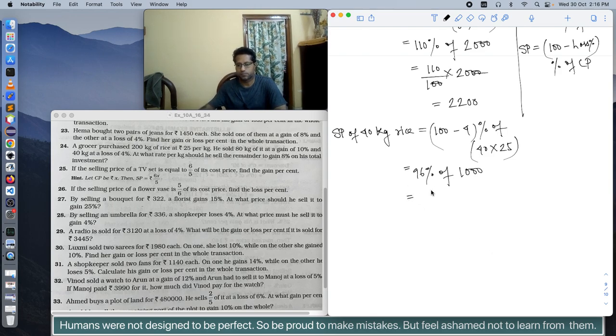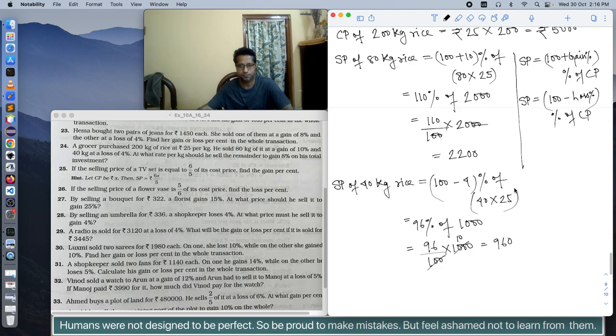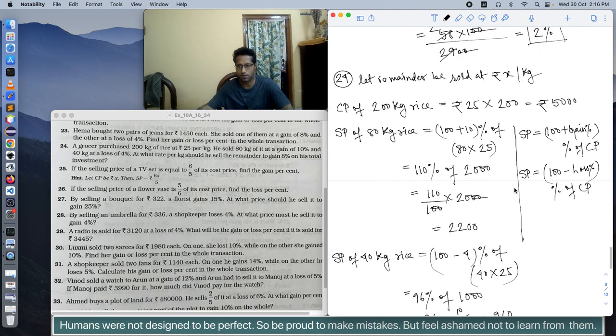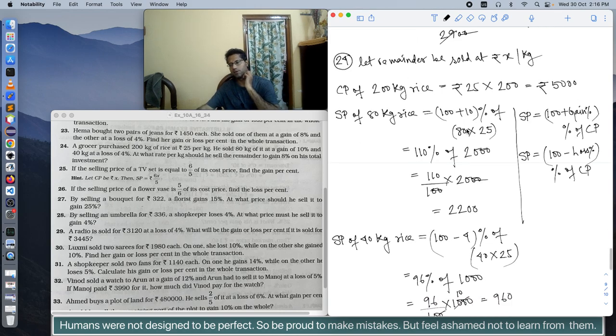This is equal to 96 by 100 multiplied by 1000, and this is equal to 960. So the selling price of 40 kg rice when it was sold at a loss of 4% is rupees 960. Now we have to compute the selling price of the remainder. What will be the selling price of the remainder? We have already assumed that the remainder was sold at rupees X per kg.